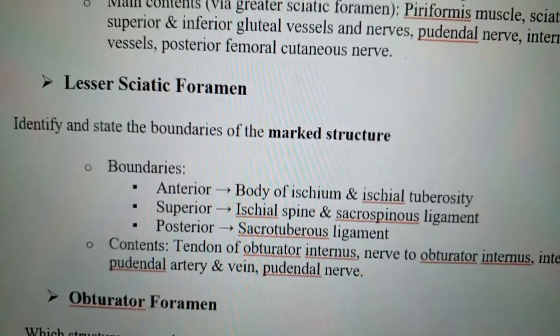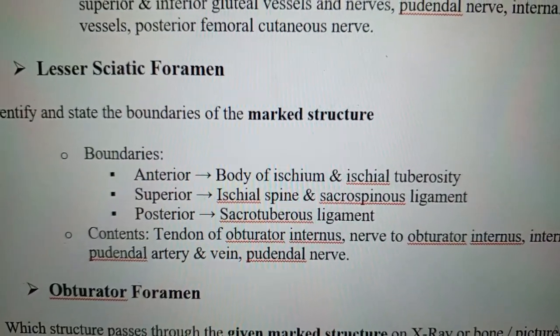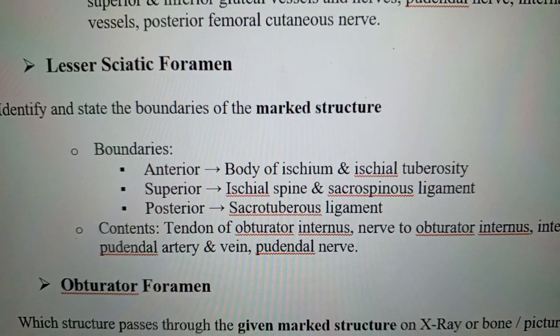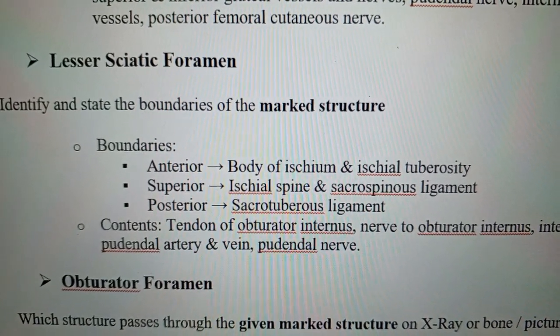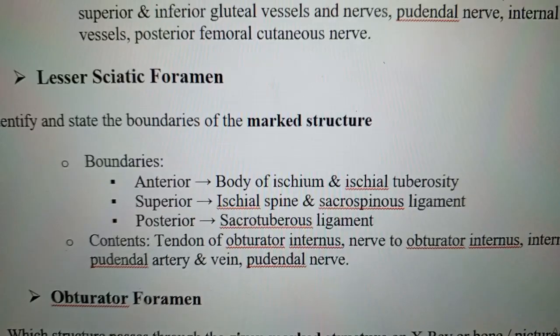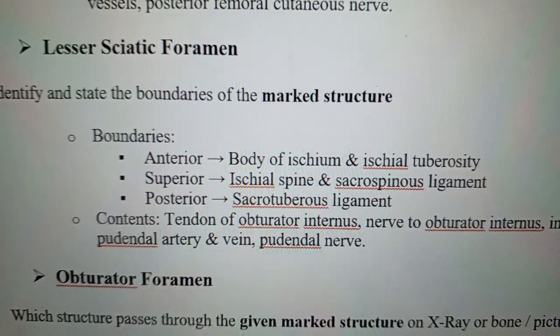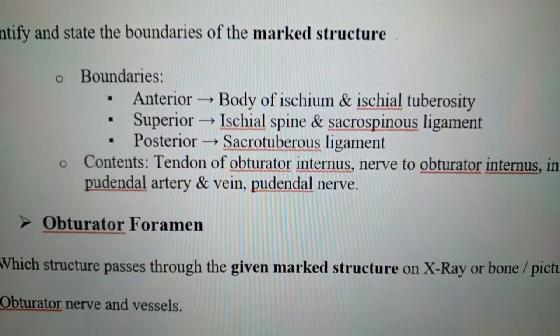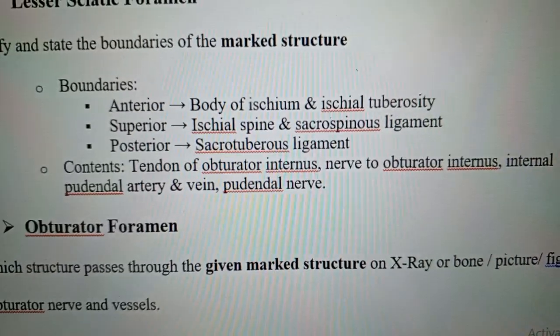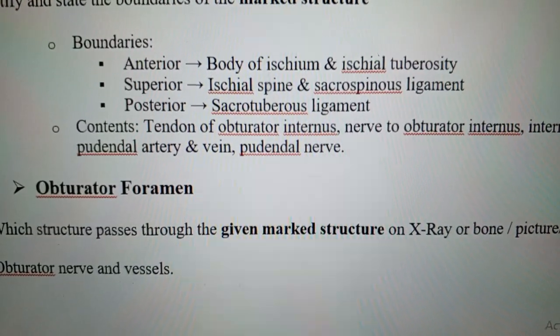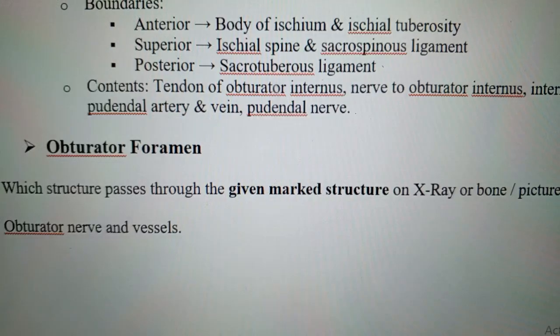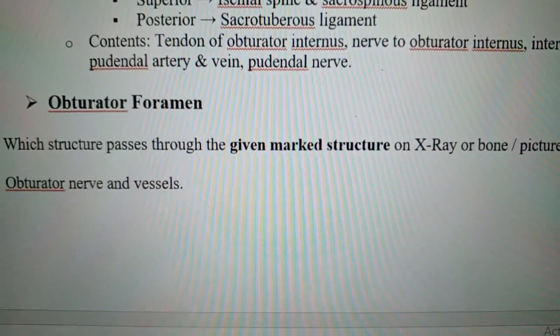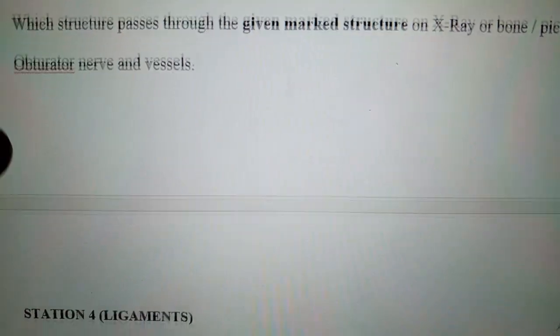Lesser sciatic foramen boundaries are anteriorly the body of ischium and ischial tuberosity, superiorly the ischial spine and sacrospinous ligament, and posteriorly the sacrotuberous ligament. Contents are tendon of obturator internus, nerve to obturator internus, internal pudendal artery and vein, and pudendal nerve. Obturator foramen: which structures pass through the marked structure on the given bone? Obturator nerve and vessels.